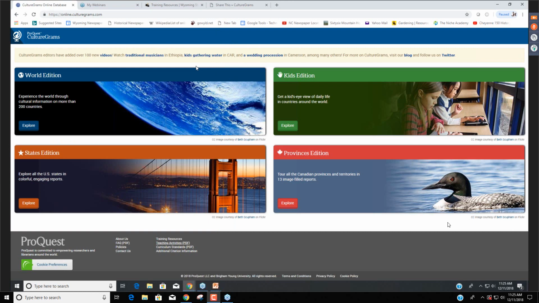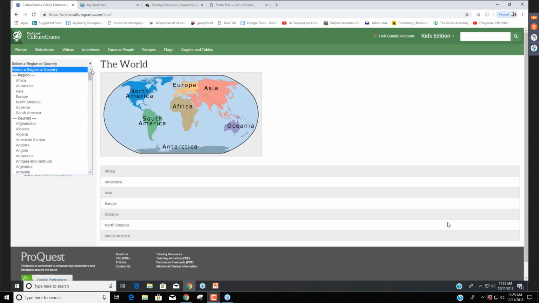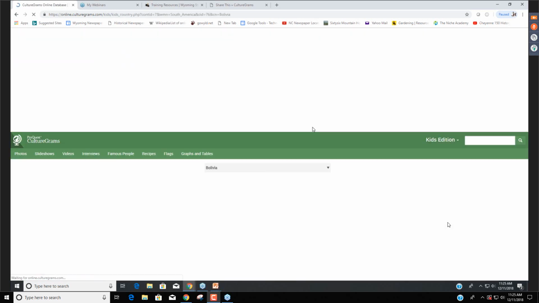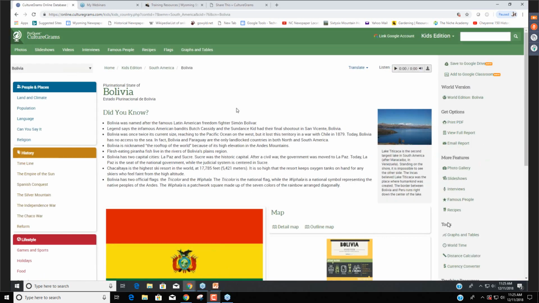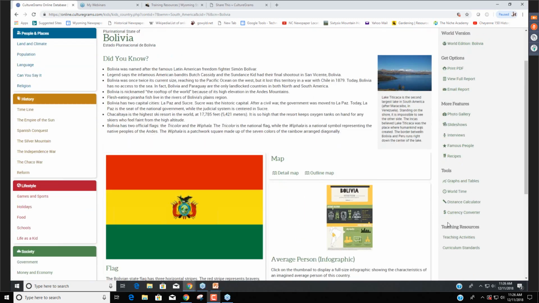We went into Kids Edition from the World Edition looking at Papua New Guinea, but let's open up the Kids Edition, and you'll see that they too have the drop-down alphabetical list for region and country, as well as the map. And we'll just go in quickly since you've seen one. Notice that I've gone in, you have the same Did You Know? On the left, people, places, history, lifestyle, society, and on the right, recipes and slideshows and photos.